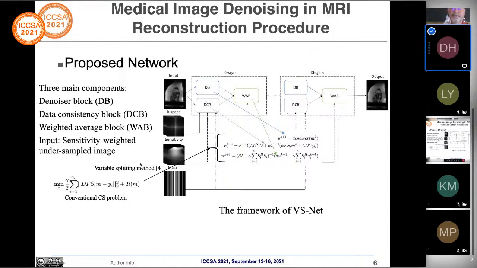Also, the input image is actually a complex value image, but in order to deal with the complex value, we convert the complex value to normal 2-channel images here. We can also notice that we can use a different stage number. This stage number means the iteration times going through the 3 network blocks, like here, DB, DCB, WAB. We can do the iteration here. This can also be trained.